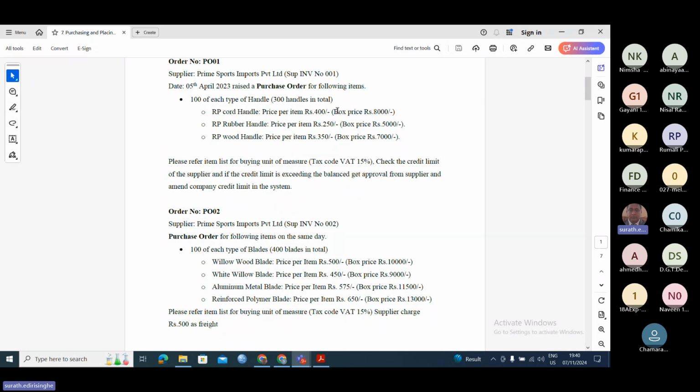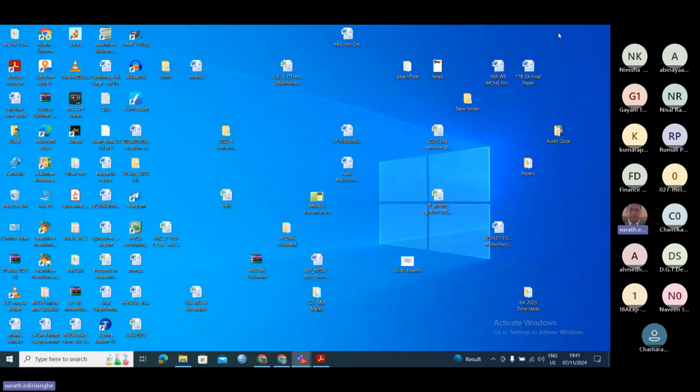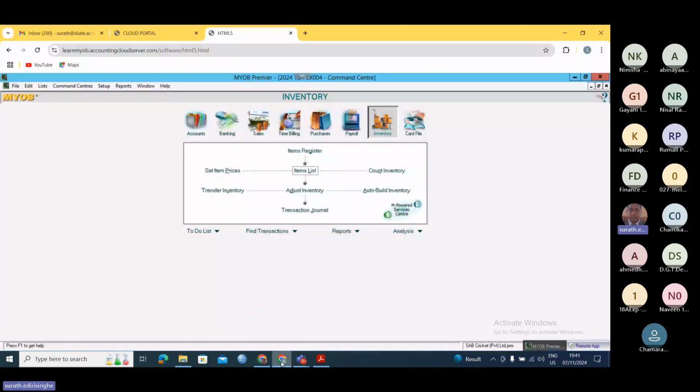Right. First, we will start on this transaction. Just open this tutorial and your system. Now I start from the beginning. Go to the purchases.